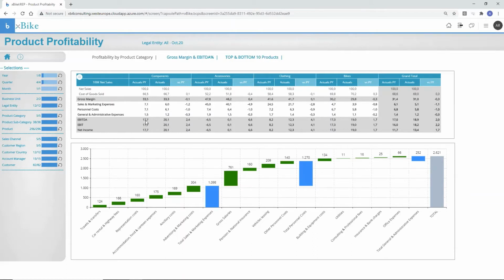interesting information. For instance, if I compare this over the product categories, I can see that for components, on the EBITDA, I have 20, on accessories, I have only 0.1, and on the other ones, it's also quite okay. Whereas here on the gross margin level, the accessories are quite high. So it means that on the accessories, I am able to generate a lot of gross margin, but then I'm spending a lot of money, in this case, on sales and marketing expenses to sell these products.